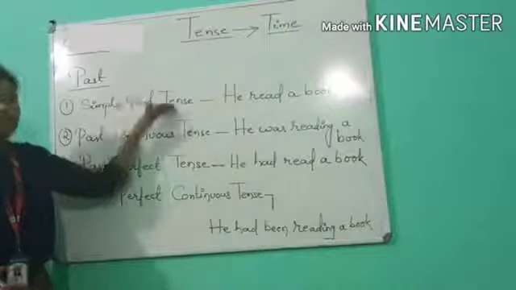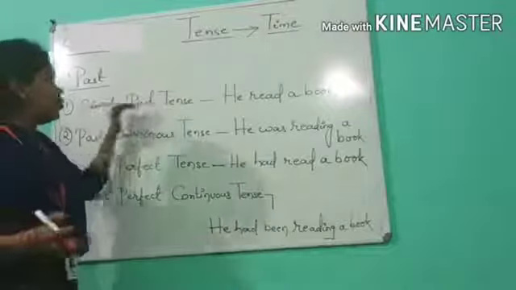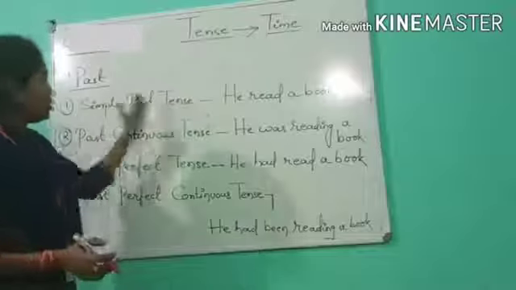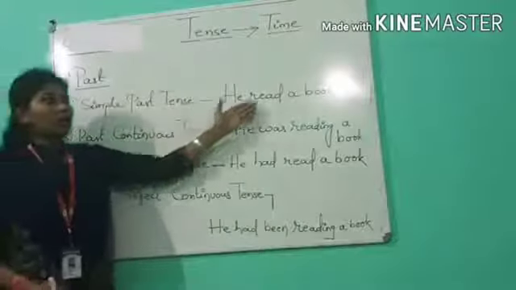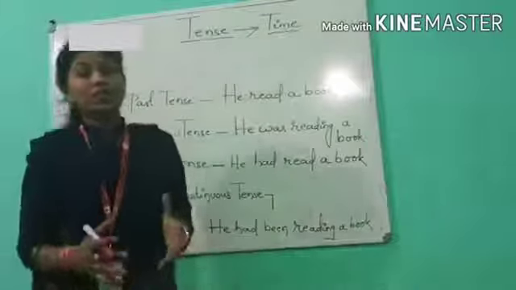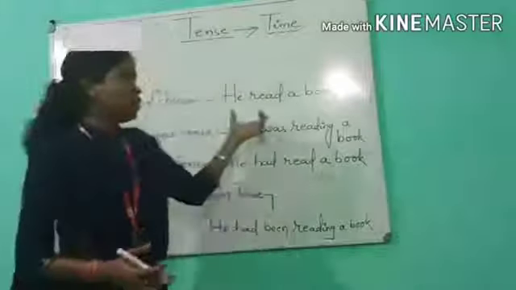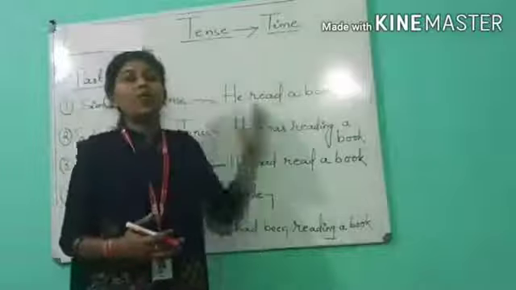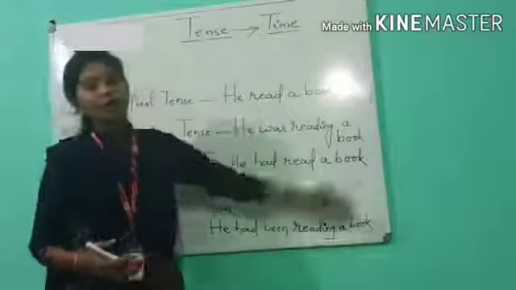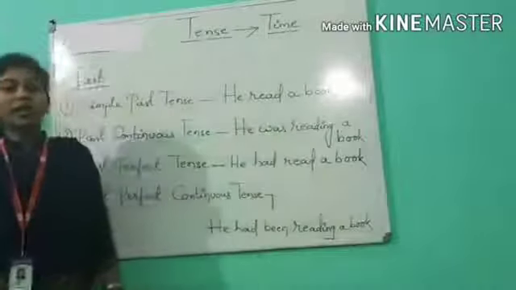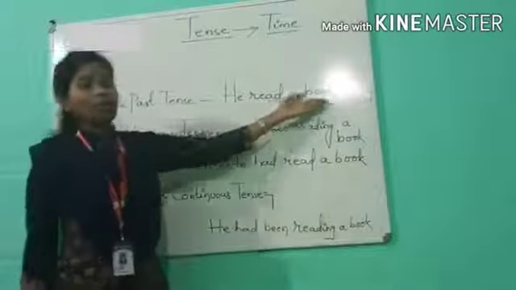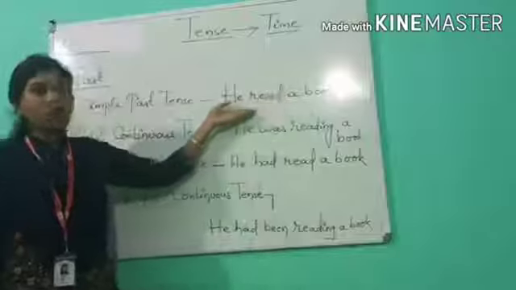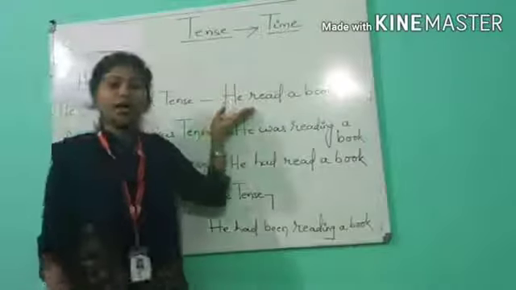Like simple past tense, there we read simple present tense. So what does the simple past tense talk about? Simple past tense means he read a book. That means it's an action, it's a habit of a particular noun or a pronoun. He read a book. That means past, he has already read a book. That is called simple past tense, and it is talking about that particular pronoun or noun's action, habitual action.